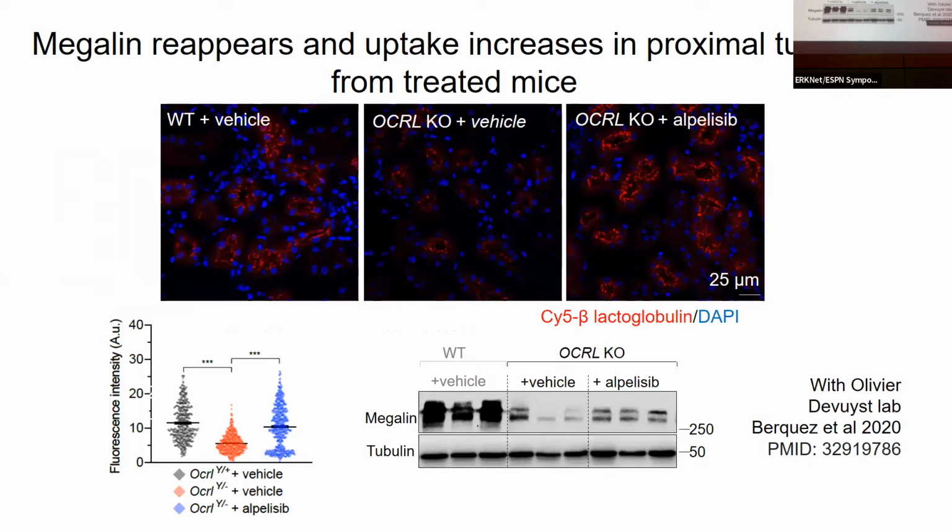So taking then cross-sections through the proximal tubules of the mice that have been injected with the labeled lactoglobulin, you can see the decrease in the absorbed protein in the proximal tubules here in the knockout mouse model, and then this regaining the protein in the proximal tubules with alpelisib treatment. And this is accompanied by an increase in the levels of the megalin receptor, which usually becomes degraded likely because of the block in the endosomal trafficking.